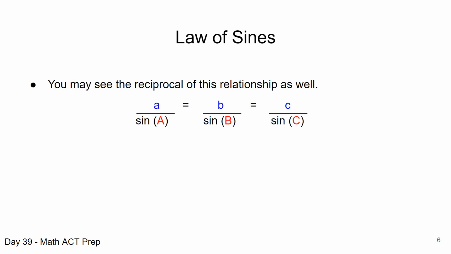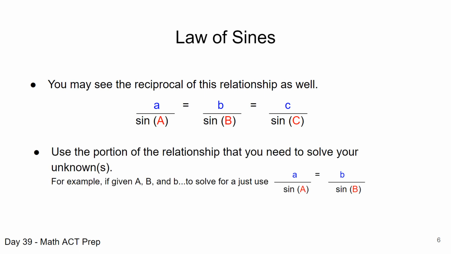It's fine because it's a relationship here, and as long as we set these proportions up the same and we put all the side lengths in the numerator and all the sine functions in the denominator, just be consistent. You can use it that way as well, and use whatever portion of the relationship you need for your unknowns.